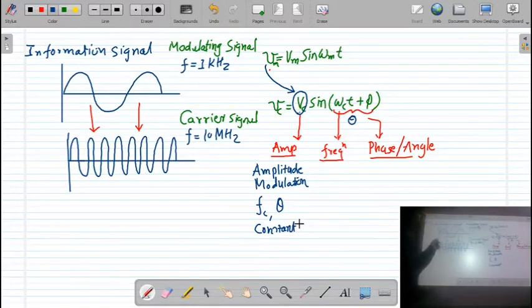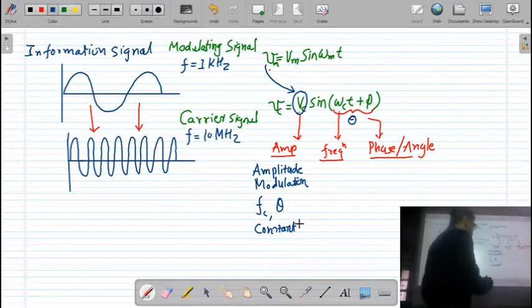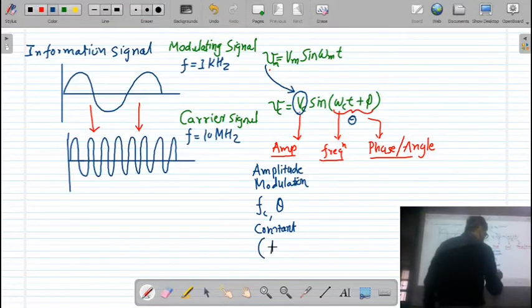So however the amplitude of the modulating signal is changing, accordingly we have to change the amplitude of the carrier wave. So this is one of the methods. In short, we call this AM.